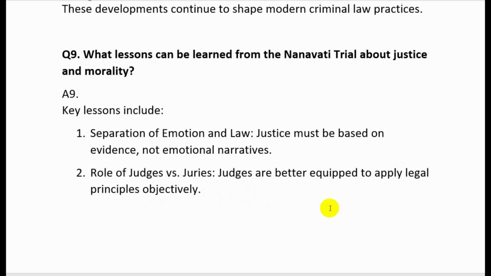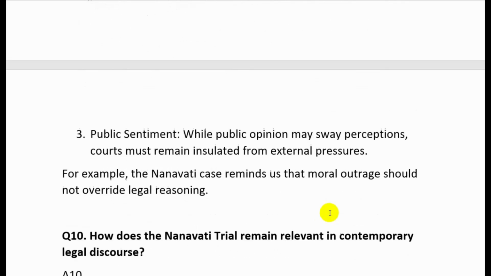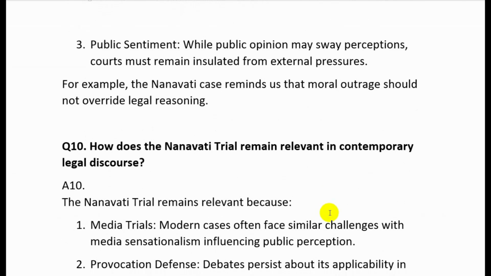Next, what lessons can be learned from the Nanavati trial about justice and morality? The key lessons include separation of emotion and law. That is, justice must be based on evidence, not emotional narratives. The role of the judges versus the juries. Judges are better equipped to apply legal principles objectively, and public sentiment. While public opinion may sway perceptions, courts must remain insulated from external pressures.